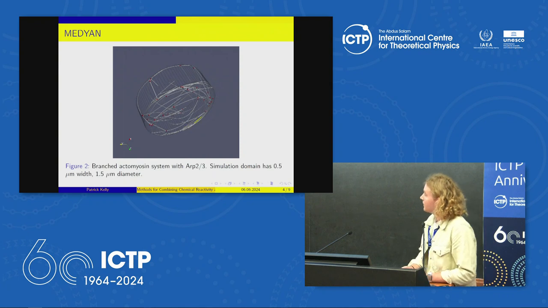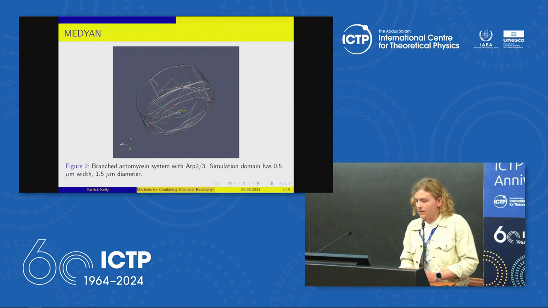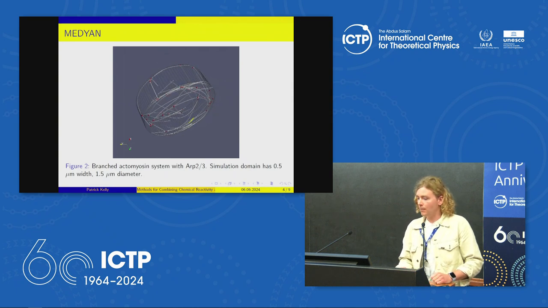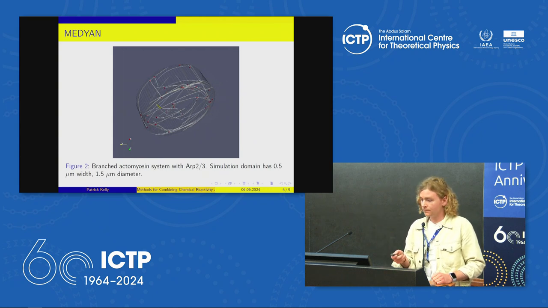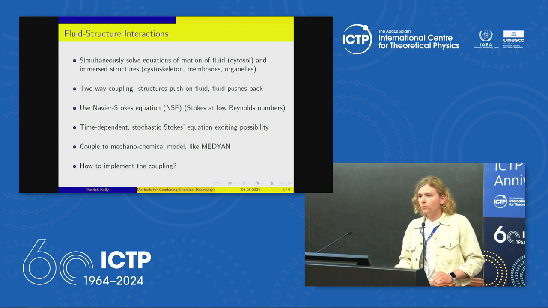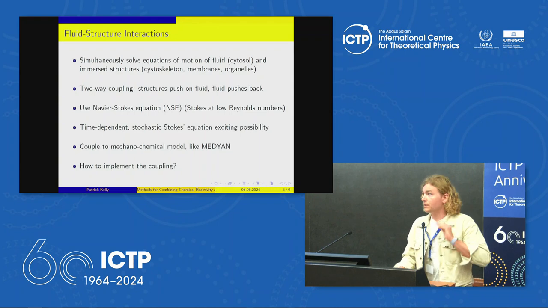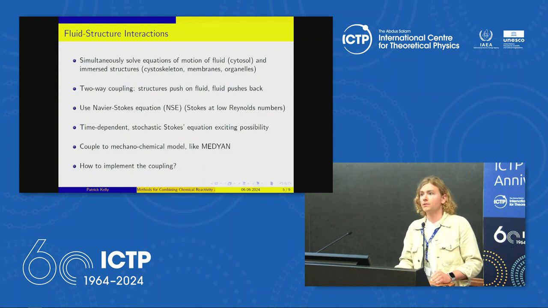Here's a video of a simulation of a system that we're studying with Mike Merrill's group at Yale. It's a branched Arp2/3 rich network with a myosin motor and actin. One of the things we'd really like to do is add hydrodynamics and fluid structure interactions.